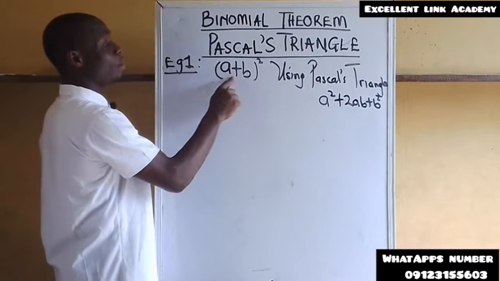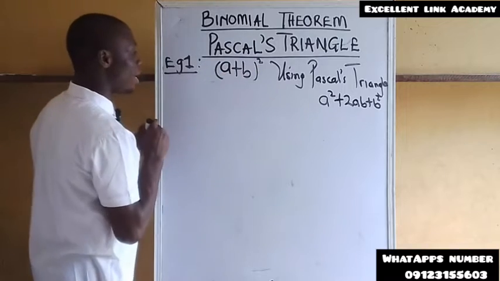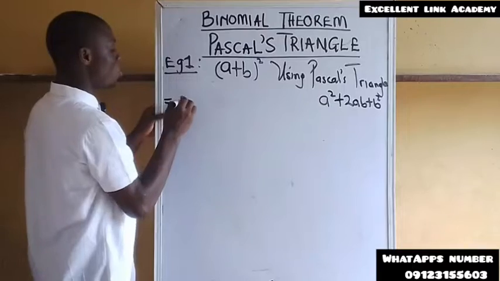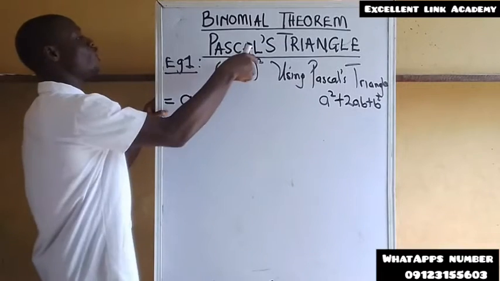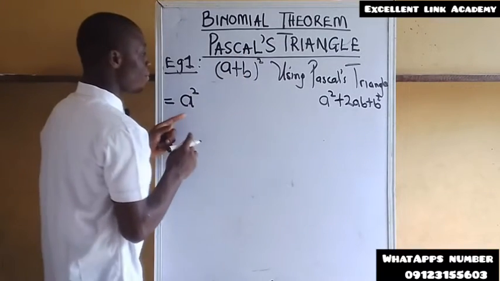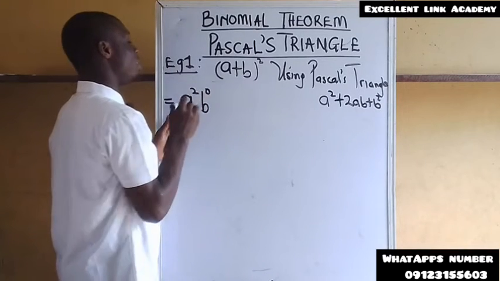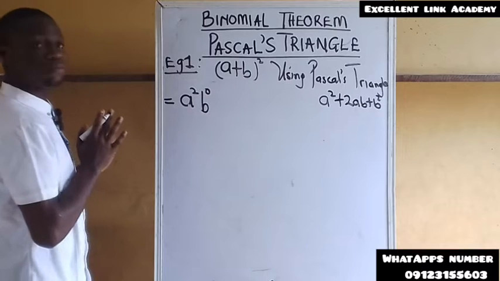We have two terms here. You said A takes all the power. So if I'm going to expand this using Pascal's triangle, that becomes A. This A takes all the power, that is 2. And B is left with nothing, A to the power 0. That is my first task.